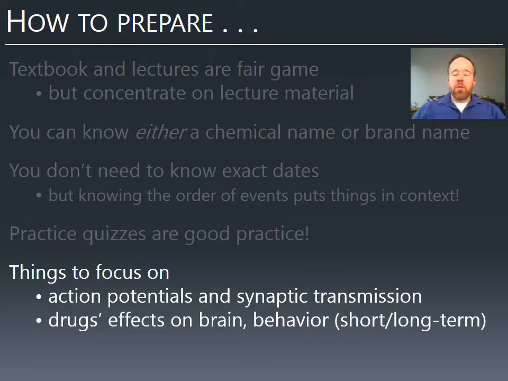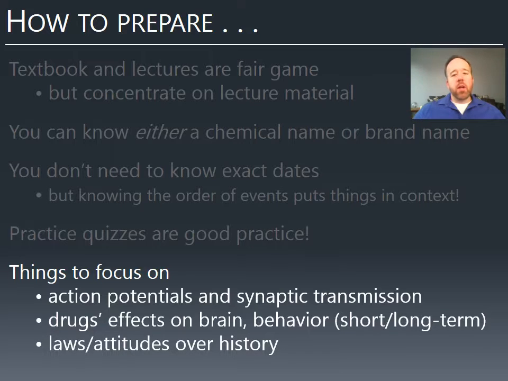So understand both the short and the long-term effects of drugs. Oftentimes I will split the short-term effects of a drug on both brain and behavior from the long-term effects. So long-term effects are usually things like dependence, tolerance. Short-term effects are things like euphoria, decreased pain perception. So know which things are which.